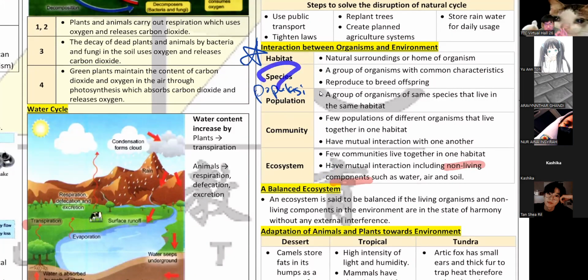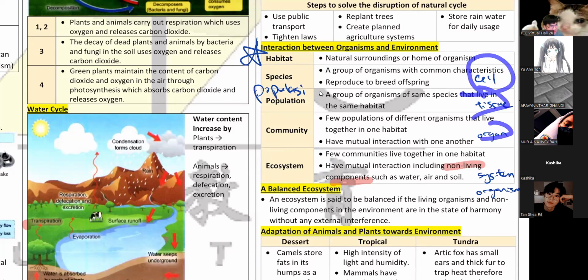This is like your Form 1. When you have one cell, it's called a cell. When you have a group of cells, it's called tissue. A few groups of tissue, you call organ. A few groups of organ, you call system. It's the same thing. And then when you put a few ecosystems together, you get earth, bumi. So this is like your cell, tissue, organ, system, and organism. Organism is like earth. You learned this in Form 1, right?